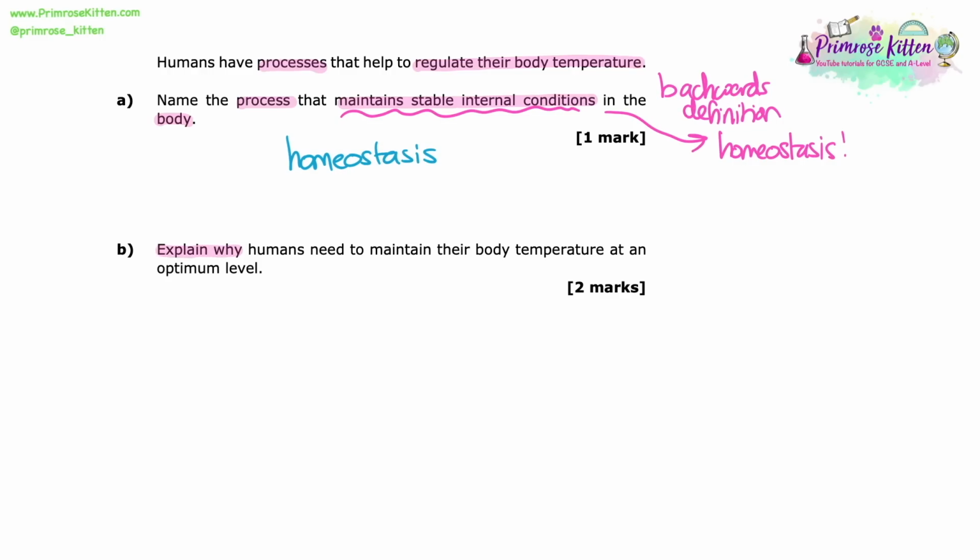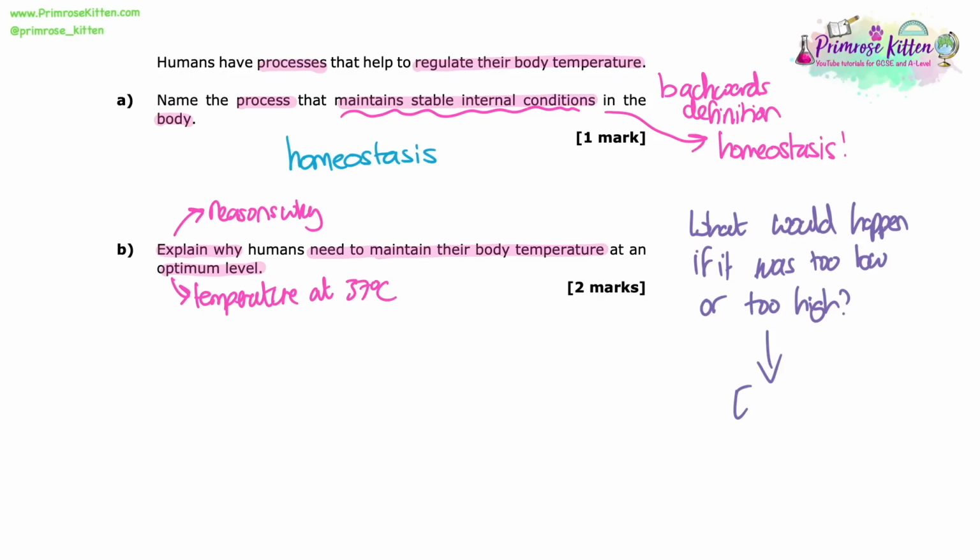Explain why humans need to maintain their body temperature at an optimum level. So this is an explain question, so we're giving reasons why the temperature needs to stay at an optimum level, or at 37 degrees. So this is the question where we can think about what would happen if it was too low or too high. What's the main reason for homeostasis mechanisms controlling temperature?